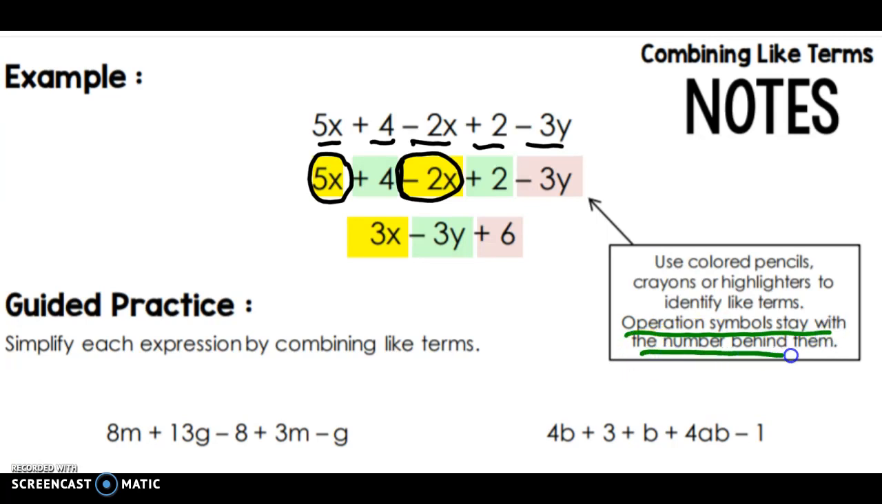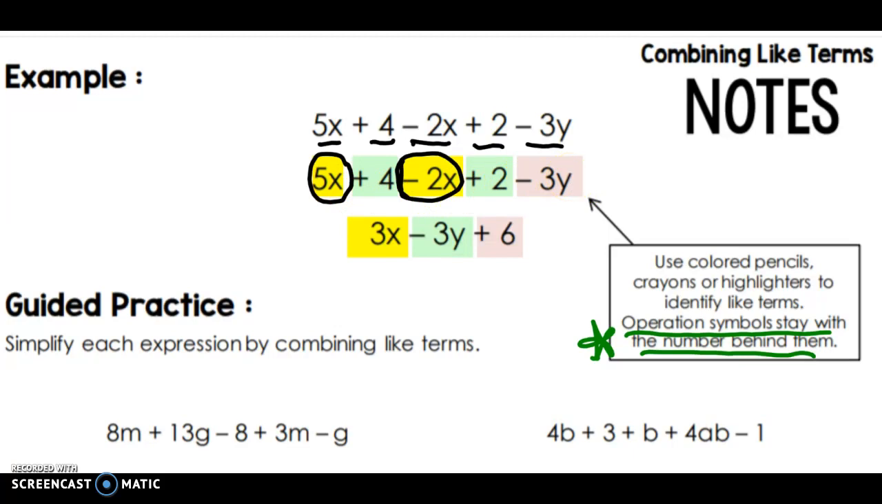I want you to underline or highlight that, maybe put a star over here, because really this is a string of positive and negative terms. This is a negative 2x. And when we combine terms, combining just means that we're adding them together. We're combining a positive and a negative number, so we're adding a 5 to a negative 2. Those are both highlighted in yellow, but again, there's no other x terms present, so the yellow color stops.